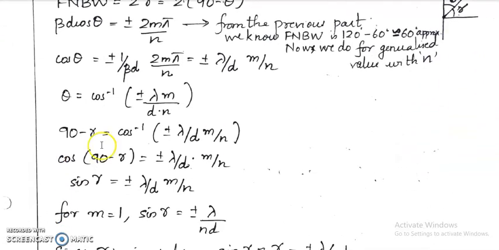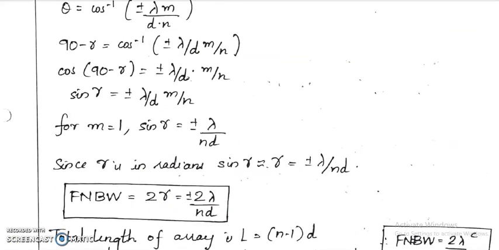And we know that cos of 90 minus gamma, that is sin gamma, is equal to plus or minus lambda by d into m by n. Here we find the position of the first null point. That means m is equal to 1. So you will get sin gamma is equal to plus or minus lambda by nd.